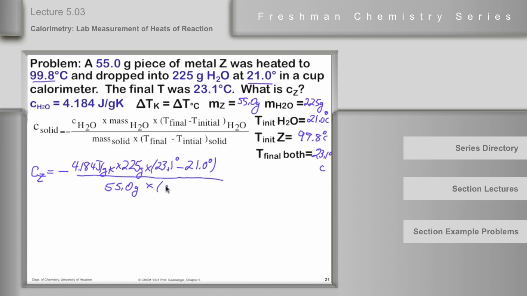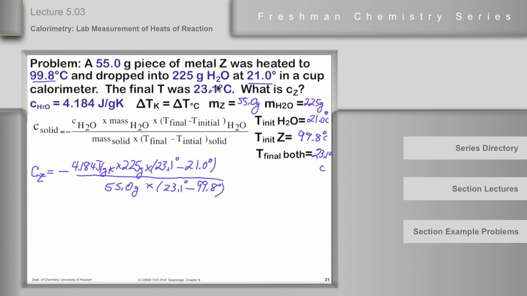The water, T final was higher than T initial, so the water got warmed up. The metal got cooled down by the water. And notice that this term here is going to be a negative term. And so this minus sign is going to cancel with that minus sign, and that's a good thing because all heat capacities are positive numbers.